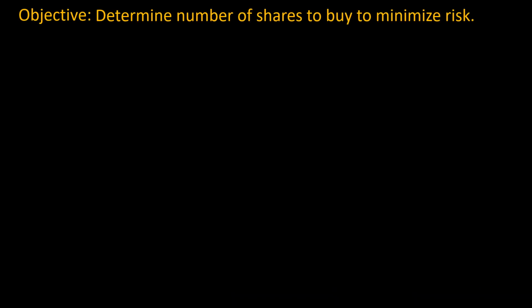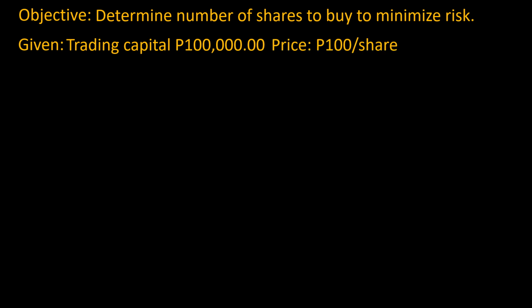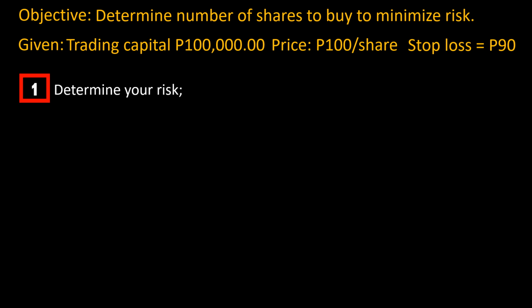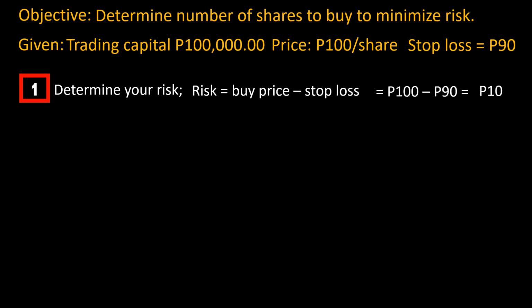So, if the objective is to determine the number of shares we need to buy to minimize our potential loss, let's follow these steps. Again, given a trading capital of 100,000 pesos, a price of stock at 100 pesos per share, and a stop loss level at 90 pesos. Those are the given. Now, step 1 is to determine your risk. This is given by the formula buy price minus stop loss level, or 100 pesos minus 90 pesos equals 10 pesos per share. Next is to get 2% of the capital.